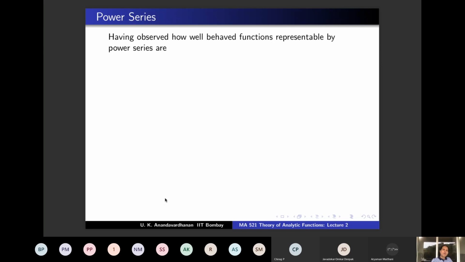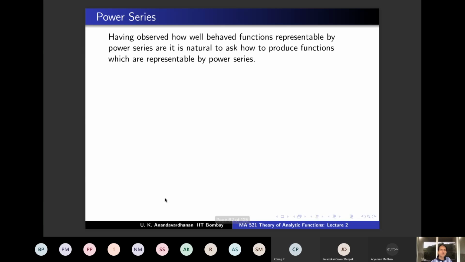So we have seen how well behaved power series representations are. Functions representable by power series are extremely well behaved. What do I mean by extremely well behaved? You can differentiate as many times as you want. So therefore, it's very natural to ask how to produce functions which are representable by power series, right? Because if a function is representable by power series, it's extremely well behaved. Therefore, we are interested in finding out which functions can be represented, how to get such functions. Natural question. So that's what we will look at.